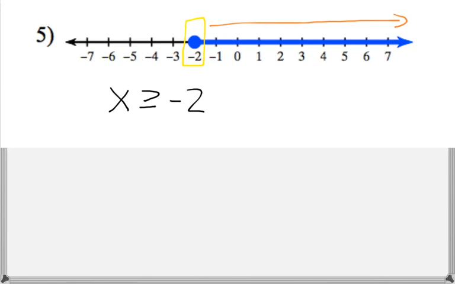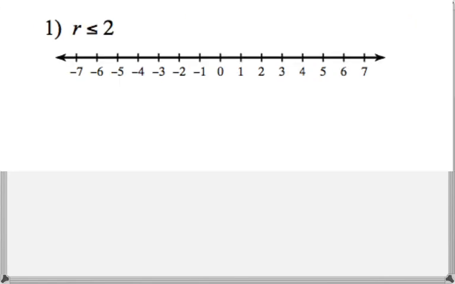So we've taken the time to work through 5 examples where you're given a graph and you are asked to write the inequality. Let's take some time to look at some examples going the other direction. This time I will give you the inequality and ask you to draw the graph. So looking at this, we have r is less than or equal to 2. Our steps are still kind of the same.